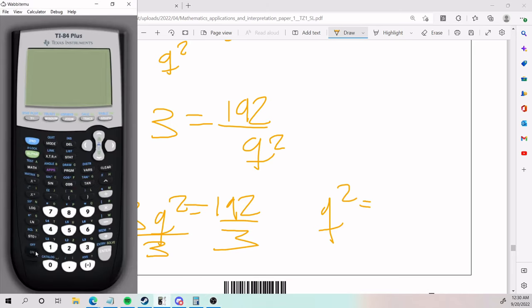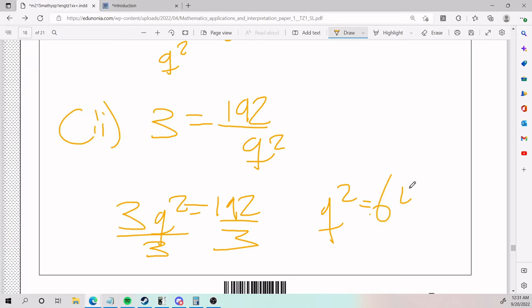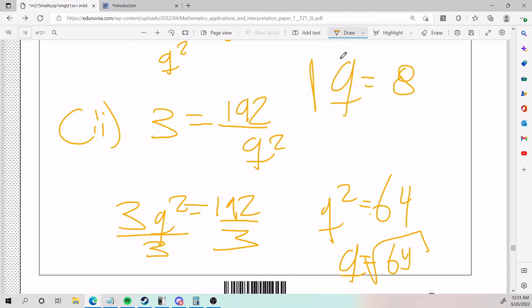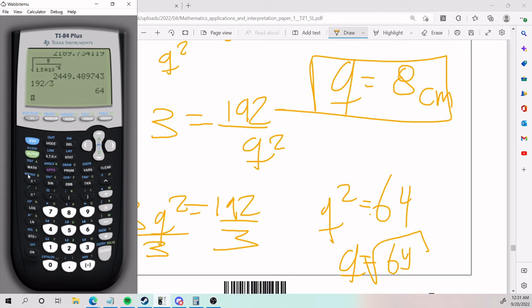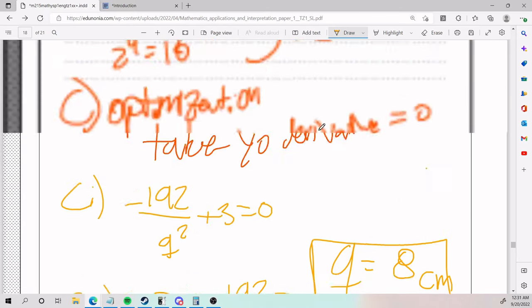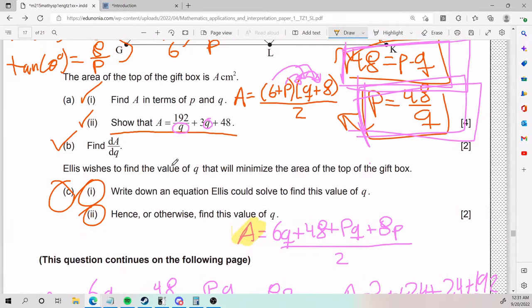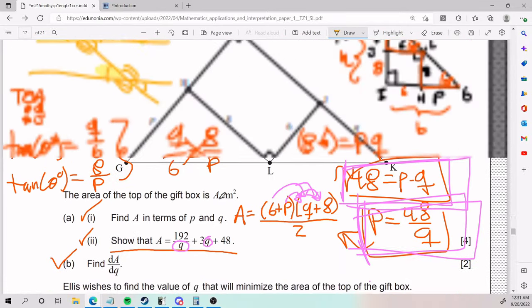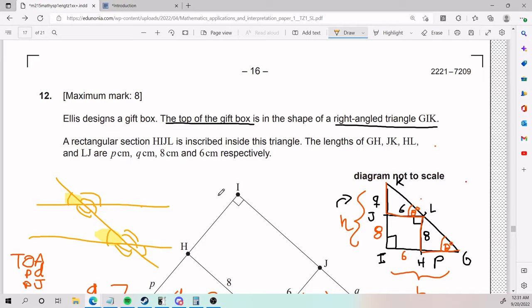Let's check. 192 divided by 3, 64. See? Square root of 64. How much is this? Q is going to be 8. Don't forget the units, centimeters. See? Square root of 64, you can check here, is going to be 8. Cool. So, big idea here, when you optimize, you equal to 0. See, that is for number 12.